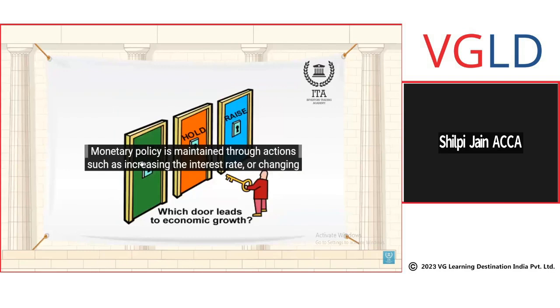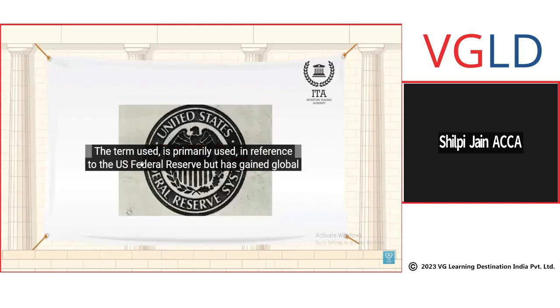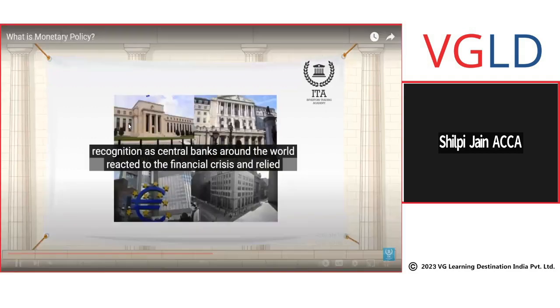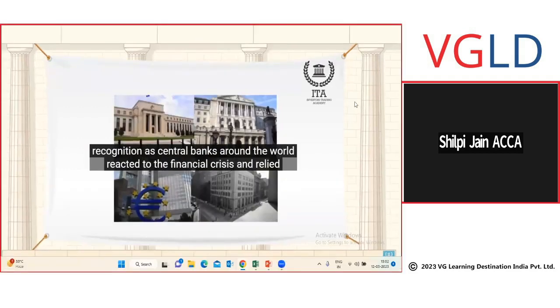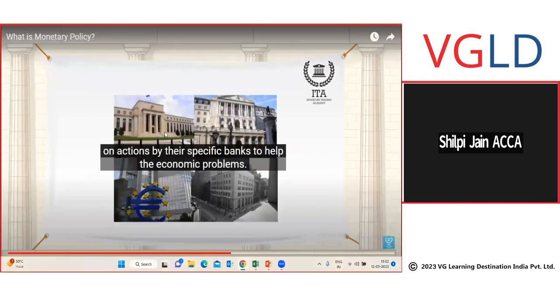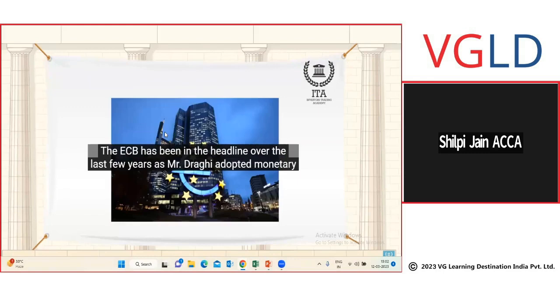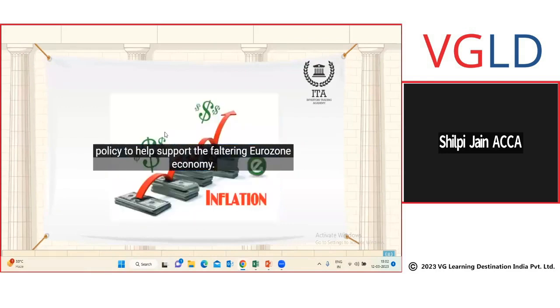Monetary policy is maintained through actions such as increasing the interest rate or changing the amount of money banks need to keep in their vault. The term is primarily used in reference to the US Federal Reserve, but has gained global recognition as central banks around the world reacted to the financial crisis and relied on actions by their specific banks to help the economic problems. The ECB has been in the headlines over the last few years as Mr. Draghi adopted monetary policy to help support the faltering Eurozone economy.